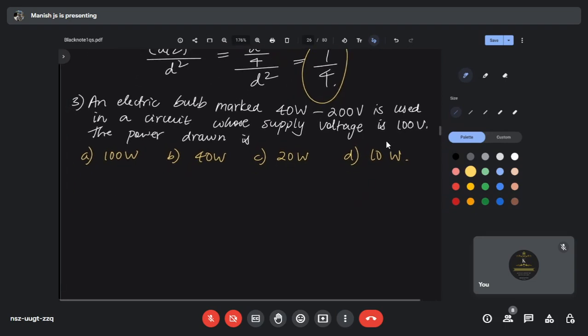Did you get it? Or are you still trying it out? Sir, 20 volt, sir. 20 volt. Option C. We don't say 20 volt, it's 20 watts. Okay, yes, sir, 20 watts. Okay, you're getting 20 watts. Okay, actually that's not the answer.